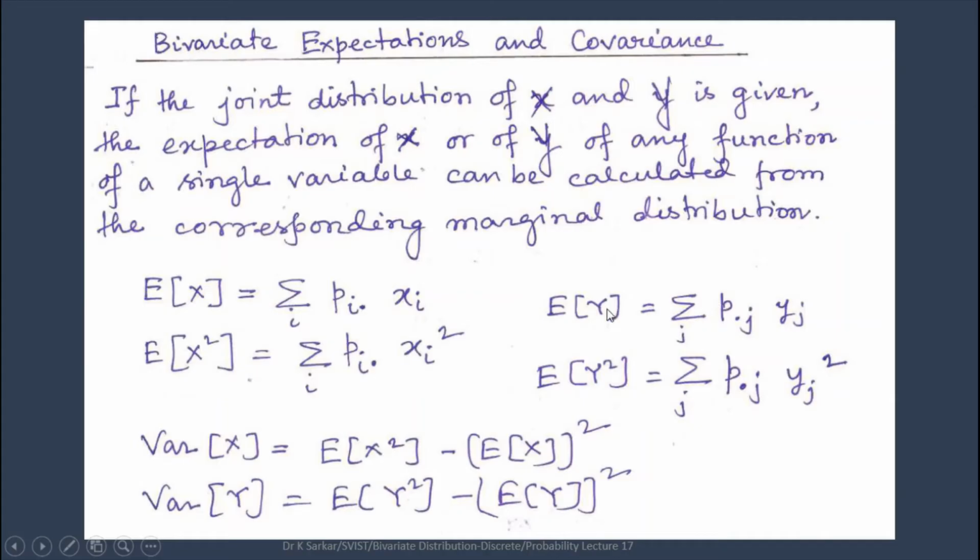Here, the only thing is that it is sum over j, P dot j, where in expectation of x it is Pi dot, and here for expectation of y it is P dot j. Similarly for expectation of y square, sum over j, P dot j multiplied by yj square. Variance of x equals expectation of x square minus expectation of x whole square. Similarly for variance of y.